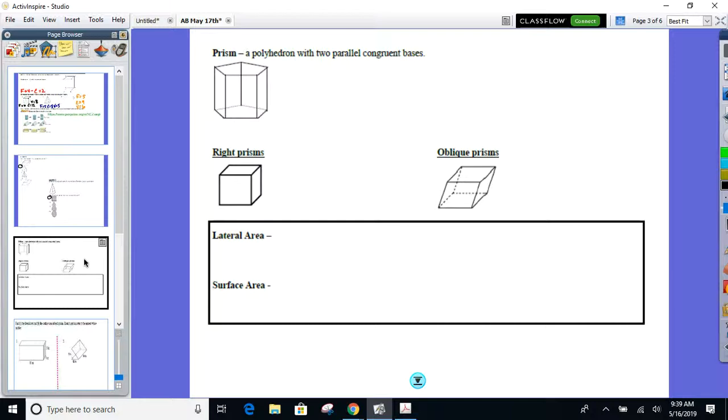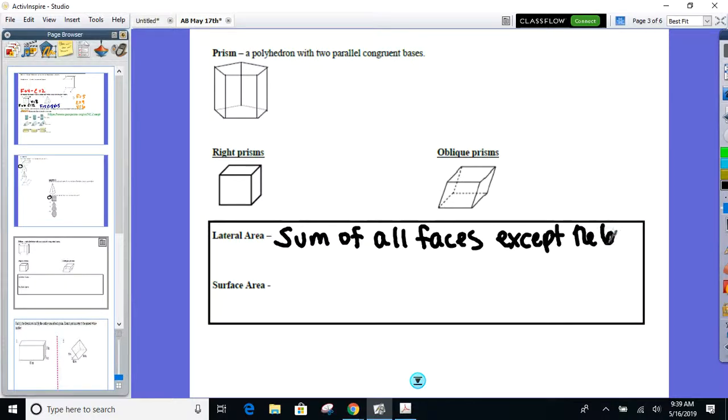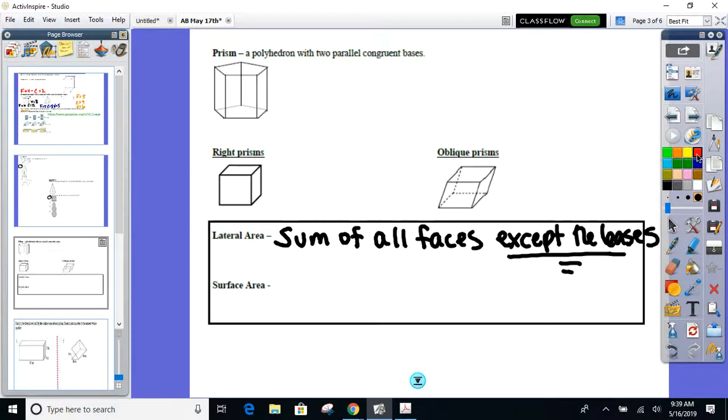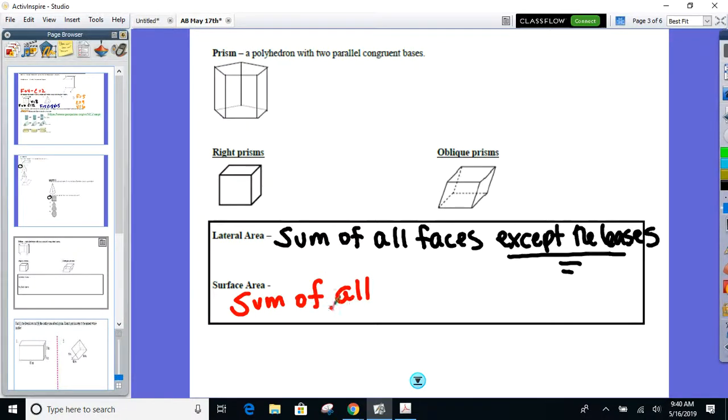Okay? Everyone good? So I'm going to put here, this is the sum of all faces. We're going to a little rhyme time now. Sum of all the faces except the bases. So take off the bases, find the area of everything that's left over. And then you go to surface area. Wild guess what surface area is going to be. Everything. Put the bases back on. That's the sum of all the faces. The entire figure. Everything that is showing on the outside.